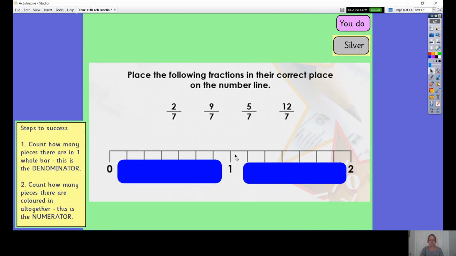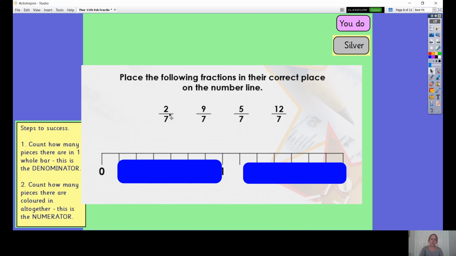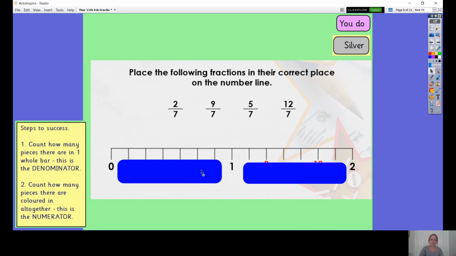So there's 7 equal pieces there, and there's 7 equal pieces there, okay? So I've got sort of 2 whole ones. So I put my first one, let me make this smaller slowly, grand reveal. There we go. So 2/7 goes there. There's 1/7 here and 2/7 goes here because it's 2 of the 7 pieces.